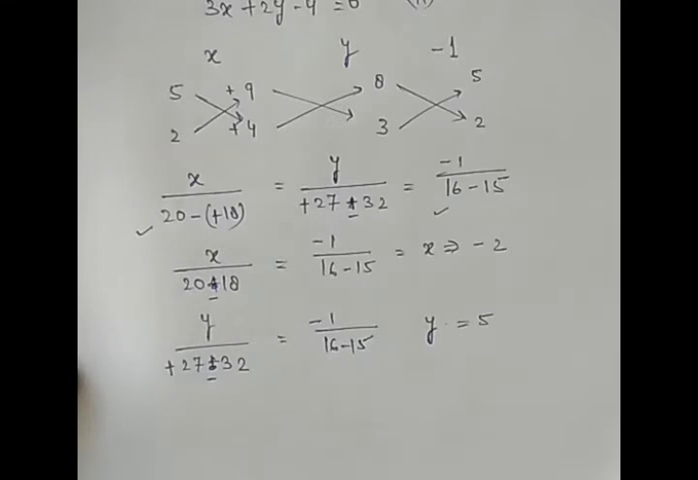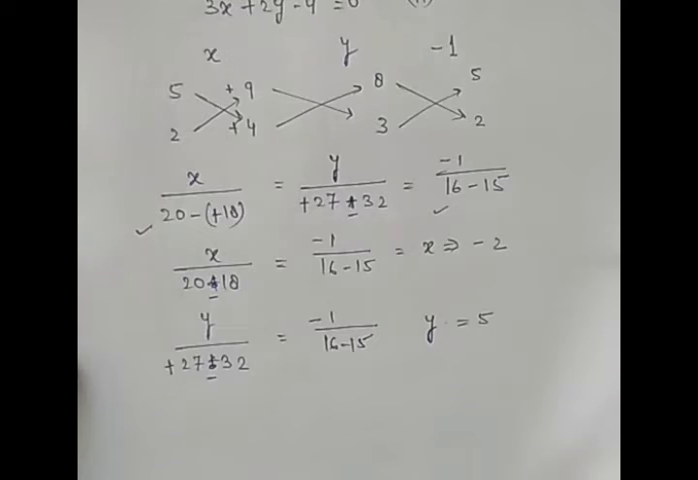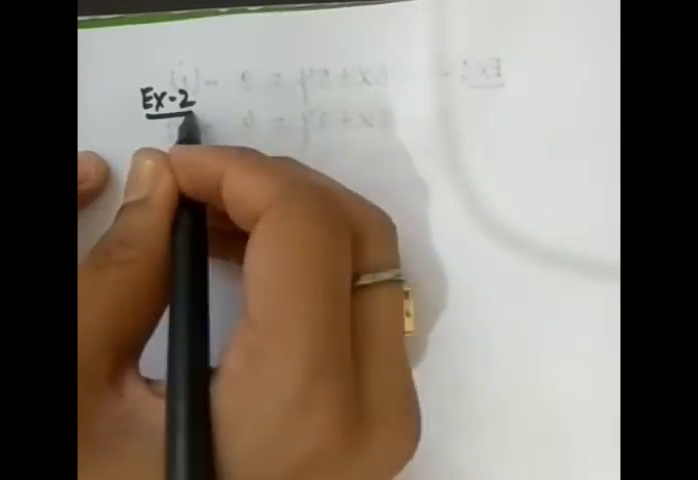So this was one example of the cross multiplication method. If it is not yet understood well, we will take one more example. We will try to solve one more example with the help of this. So for that, let's take one example. This is example number 2.